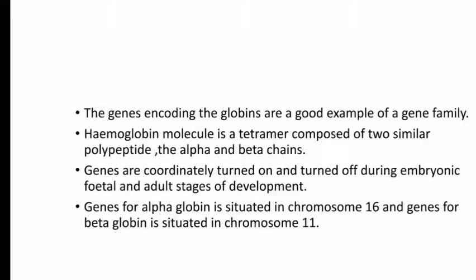We know there are 2 globin molecules, hemoglobin molecules and myoglobin molecules. The hemoglobin molecule is a tetramer composed of 2 similar polypeptides, encoded by the alpha and beta genes. These genes are coordinately turned on and turned off during embryonic, fetal and adult stages of development. That is, there is a difference in the hemoglobin present in embryonic, fetal and adult stages. The gene for alpha globin is situated on chromosome 16 and the gene for beta globin is situated on chromosome 11.